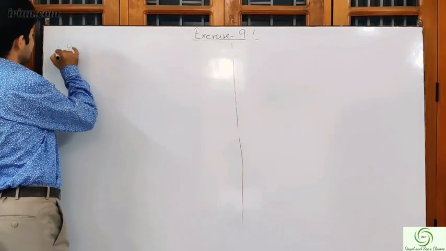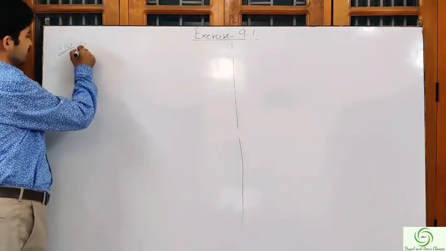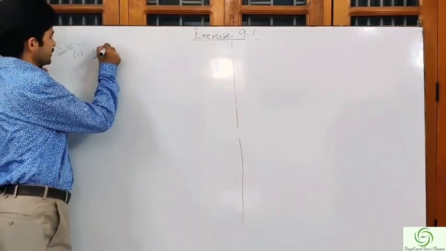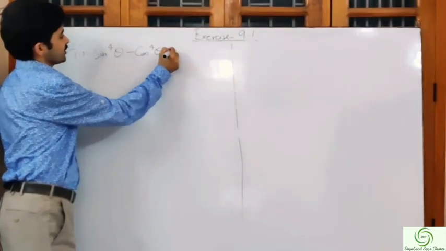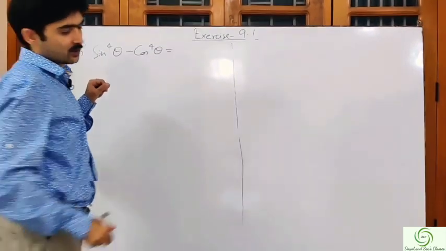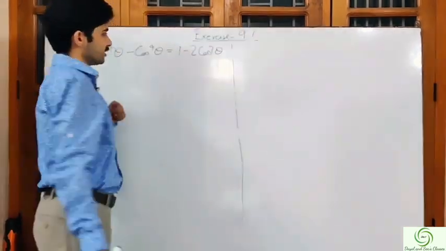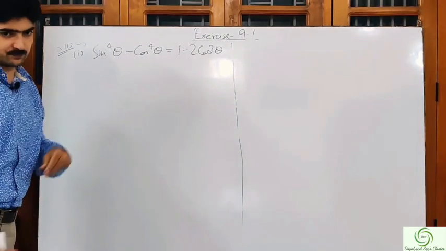Question number 10. We are going to solve now the question number 10. First part: sin 4 theta minus cos 4 theta is equal to 1 minus 2 cos square theta. Now let us solve this.